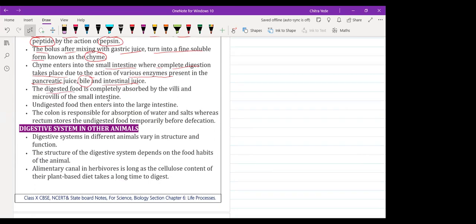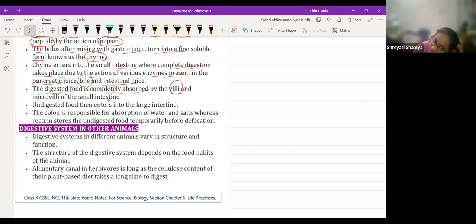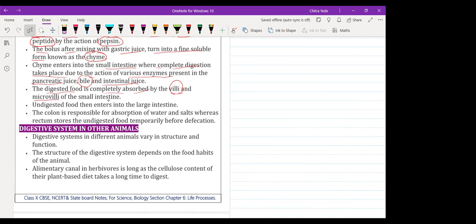The digested food is completely absorbed by the villi. Villi means finger-like projections. They also contain microvilli on their surface to increase the surface area, so that maximum absorption can be performed by the villi in the small intestine. After the small intestine, the food enters the large intestine.